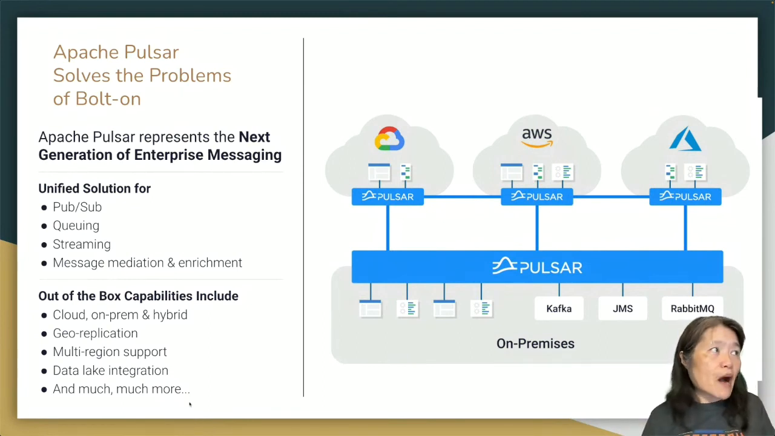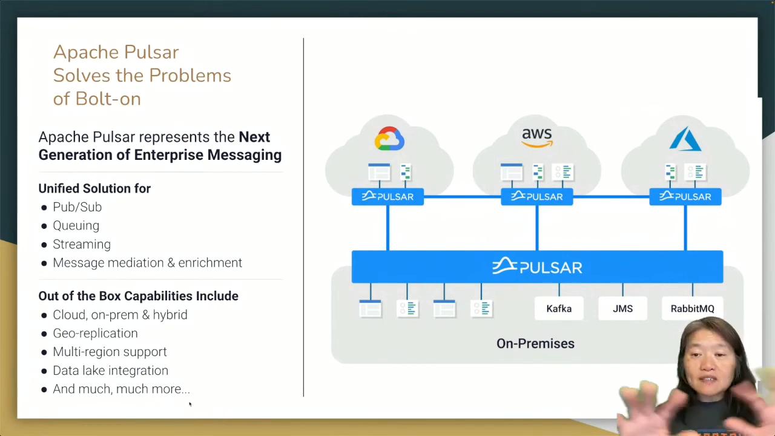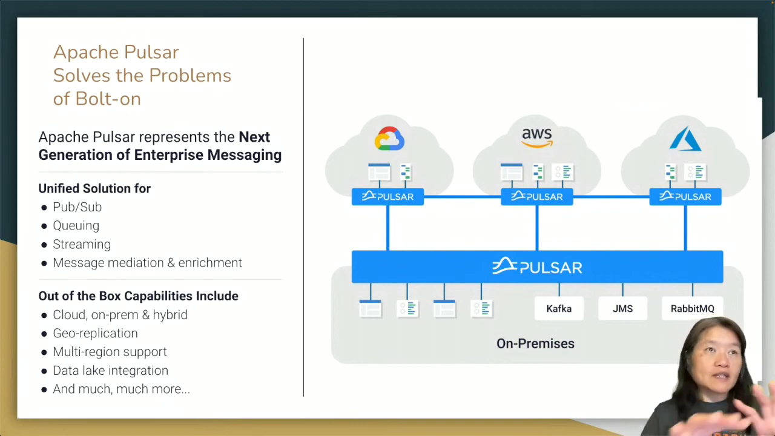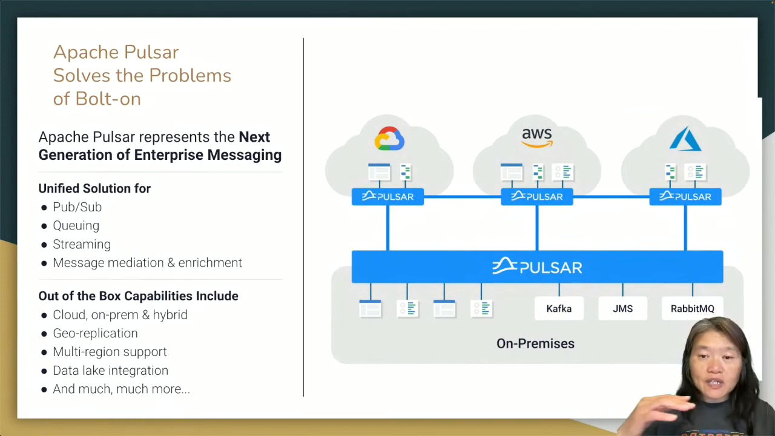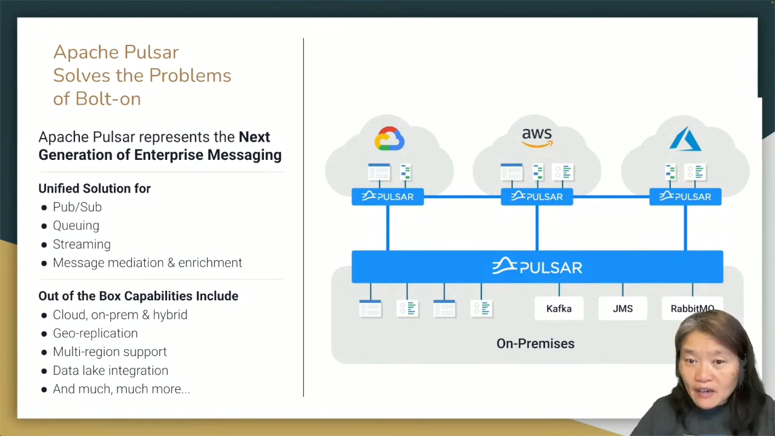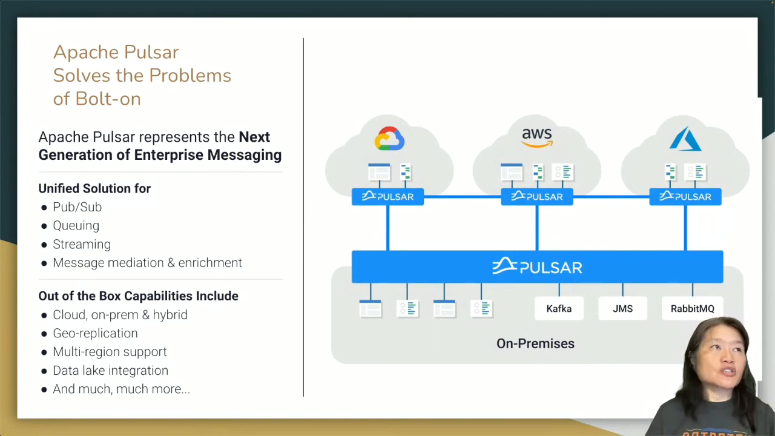And out of the box, it supports cloud, on-prem, hybrid cloud, and also this concept of geo-replication, especially if you deal with big companies with different data centers in different parts of the world. It actually handles the replication for you very nicely as well. And it also has multi-region support and a data lake, data store, data warehouse type of integration, and much more too.